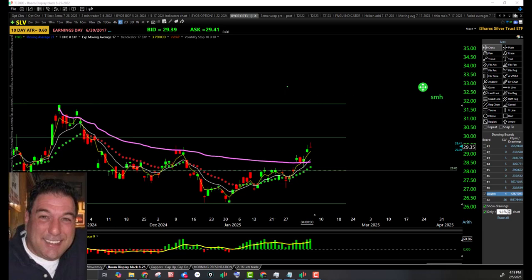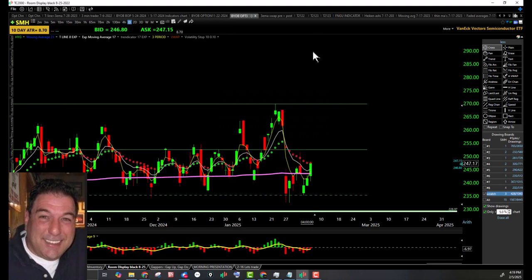And we didn't want that. Let's try SMH one more time. All right, SMH still in a downtrend. Got to take out this high to be in an uptrend.